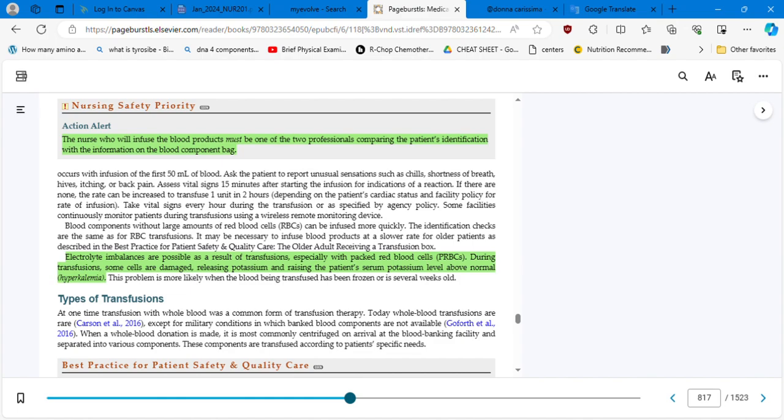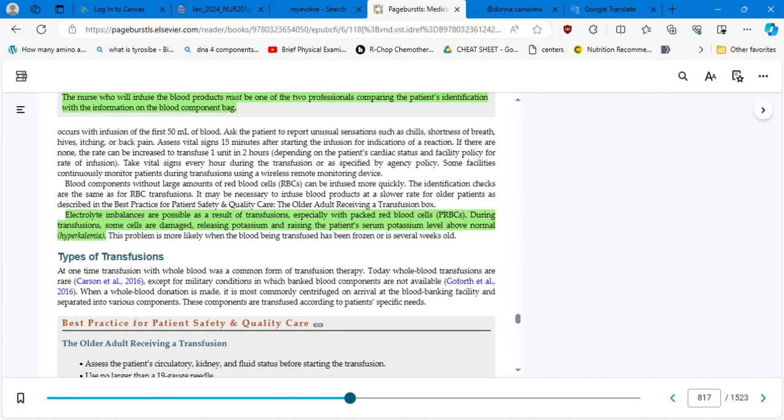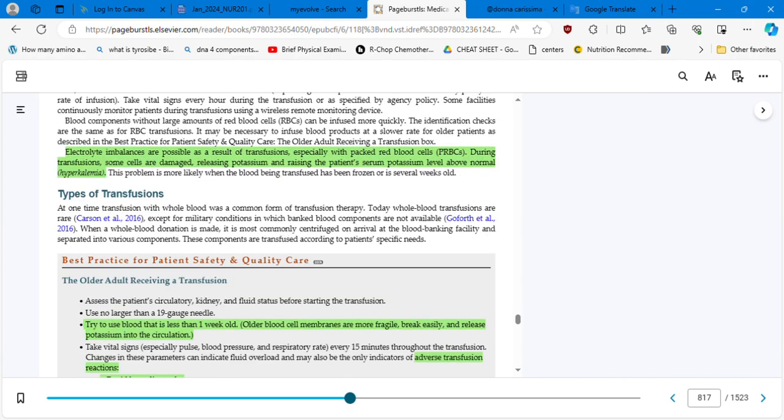So they can keep an extra eye on what to do with the patient. Some patients are going to have adverse reactions, like they are going to start shaking or feeling cold, and you need to have covers next to the patient. You need to have your Benadryl, your Tylenol, whatever is needed. Everything is ready on the side just in case of an adverse reaction. Electrolyte imbalances are possible as a result of transfusion, especially with packed red blood cells. During transfusion, some cells are damaged, releasing potassium and raising the patient's serum potassium level above normal, hyperkalemia.